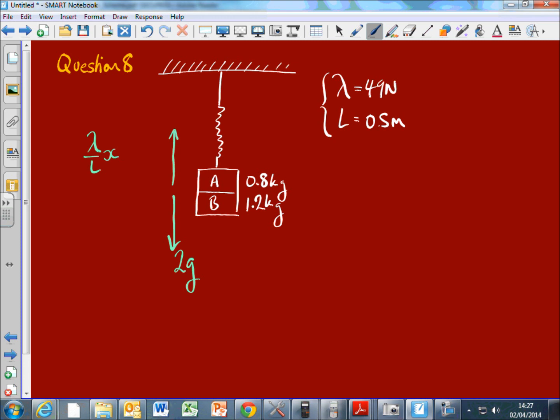So this is going to be 49 divided by 0.5, which is 98. So this is 98x. Okay, because it's in equilibrium, I just equate these two. So I've got 98x is equal to 2g. So x is equal to 2 times g over 98. Well, g is 9.8, so it's 9.8 over 98. So this is 2 times a tenth, which is 0.2. So the extension is 0.2 meters.